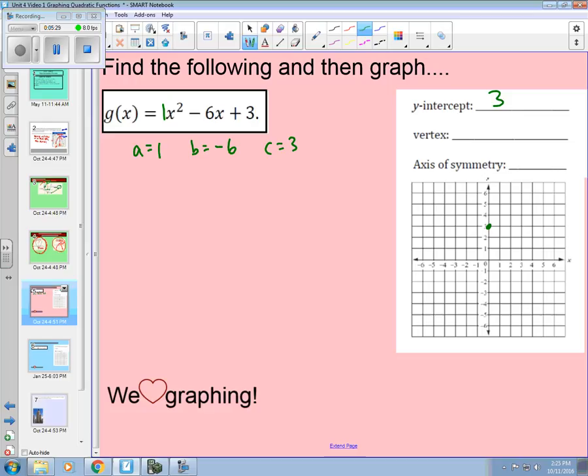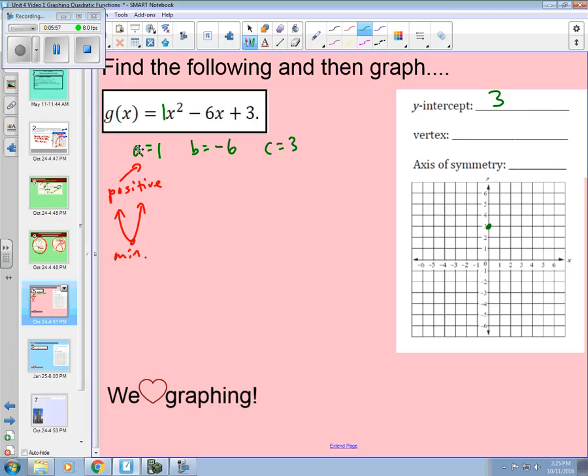Okay, something else we should know right here, our a value is positive. Whenever it's positive, we should get a graph that is U-shaped. So when we're done graphing, we want to check to make sure our graph looks like that. And we should have a minimum value here, because anytime it's U-shaped, you're going to have a minimum.